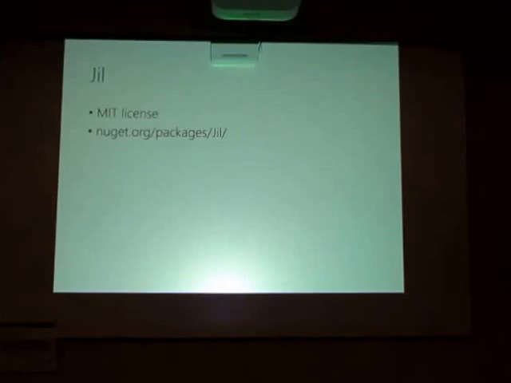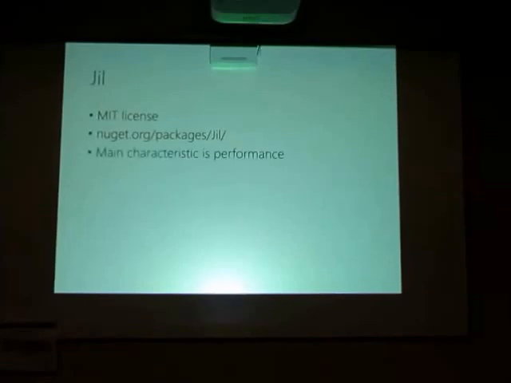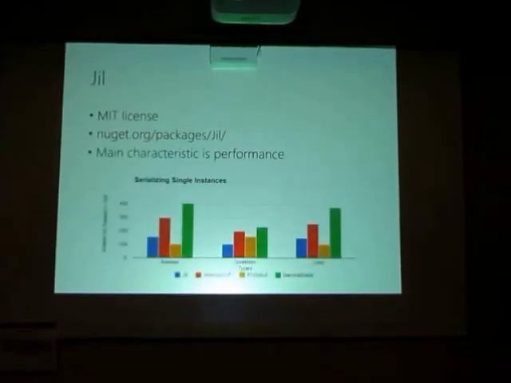So Jil is a library created by people from Stack Overflow. They needed a really fast JSON serializer. JSON.NET didn't work for them, so they created something specific to help with their performance needs. So it's about performance. And again, this is data from Stack Overflow, how they measure how their pages render when they get JSON from the database, serialize it and present it.